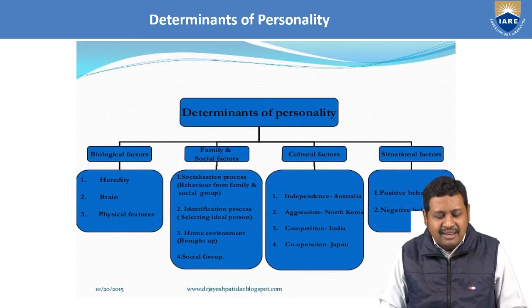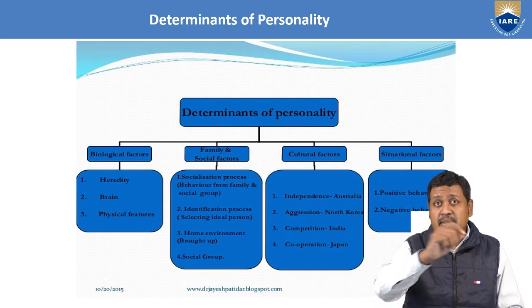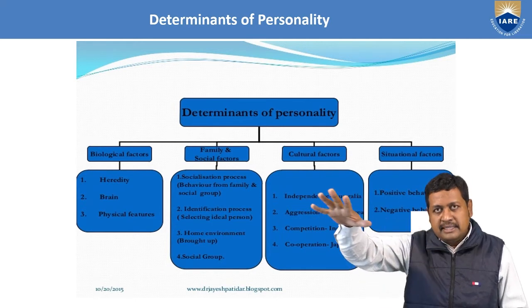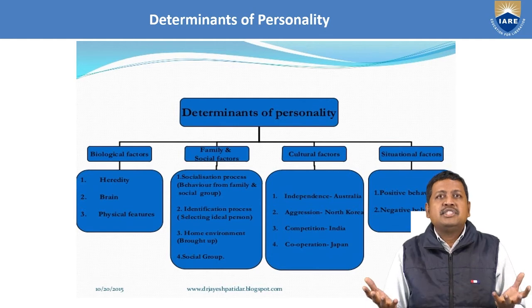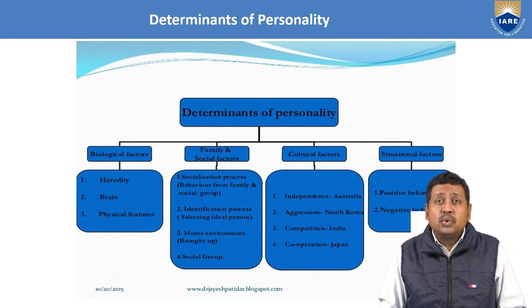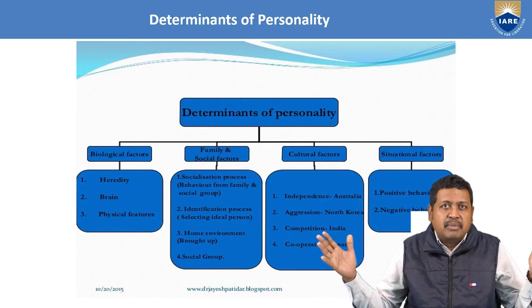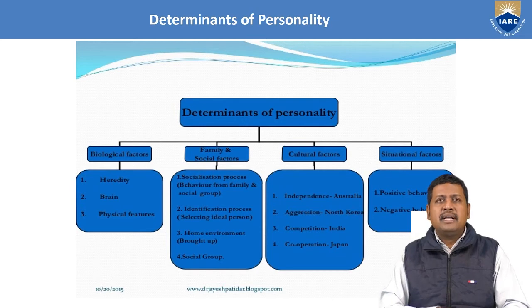person. Right. Home environment, that will also decide your personality. That will also decide the personality of the person. The way he's born and brought up, the atmosphere, the ambience and the environment where he's brought up, that will decide. Social group, the kind of friends that he has, the relatives, the neighbors, all this will decide his personality.